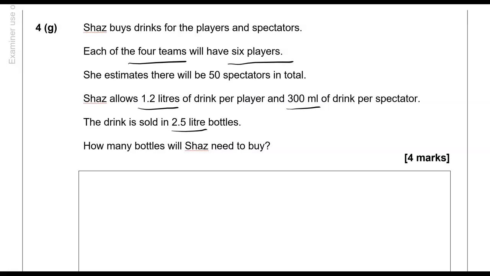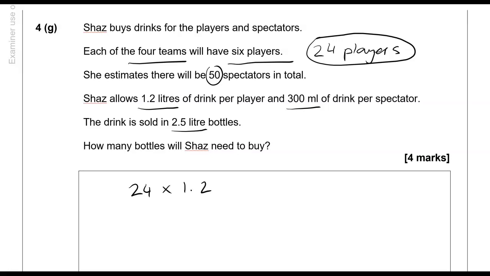So, how many people do we have in total? First of all, that is 50 spectators, and 4 times 6, that is 24 players. Right, sure. So she's buying different amounts for players. So let's deal with the players first. 24 players, and she's getting 1.2 litres per player. So we're going to do 24 times 1.2, which is 28.8 litres.